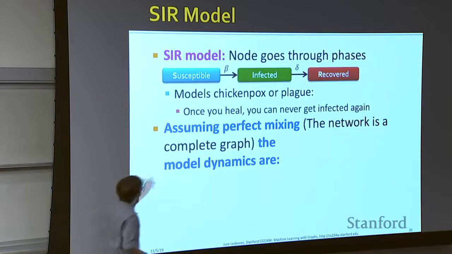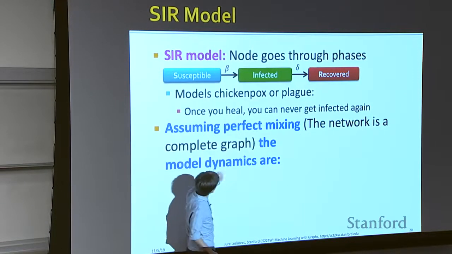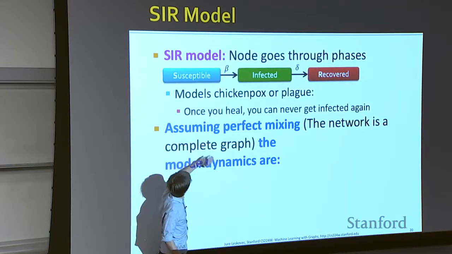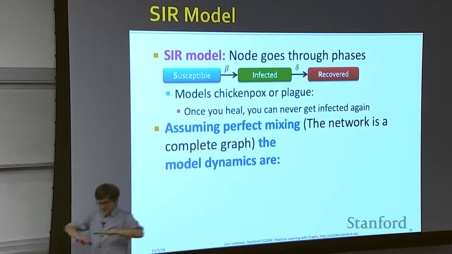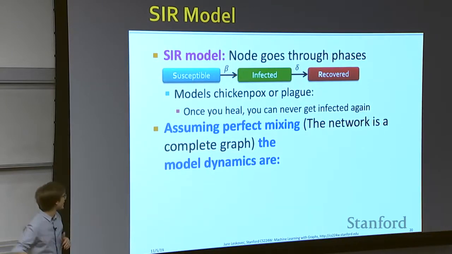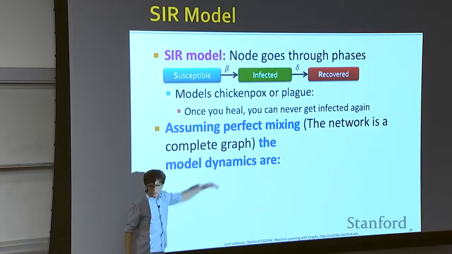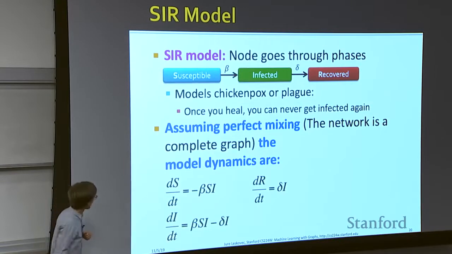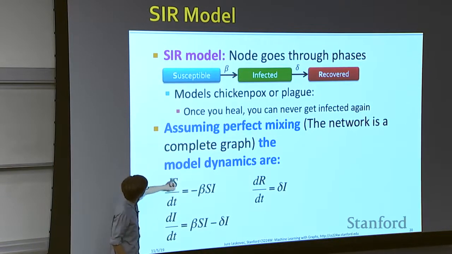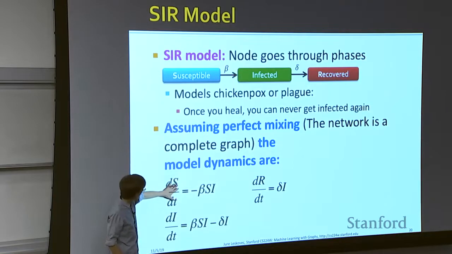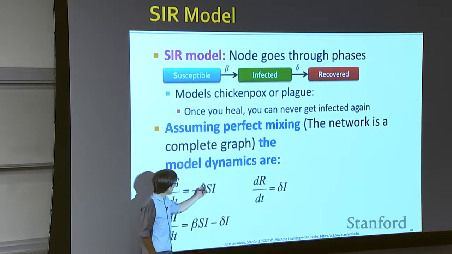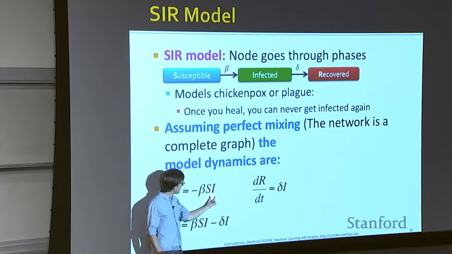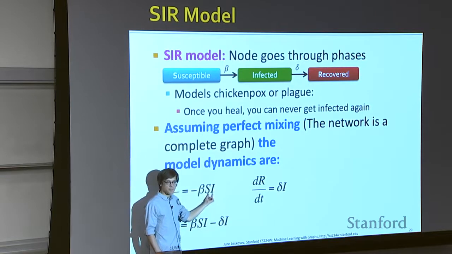That's the idea. So these are the models people work with, and generally they assume what is called perfect mixing, which essentially means that the network is a complete graph, or the network is a random graph. And then what you can do is write out the dynamics of this model in terms of differential equations, right? You can say at what rate the number of susceptible people is changing. It is changing at the rate beta, which means susceptible people can be infected by the infected people.